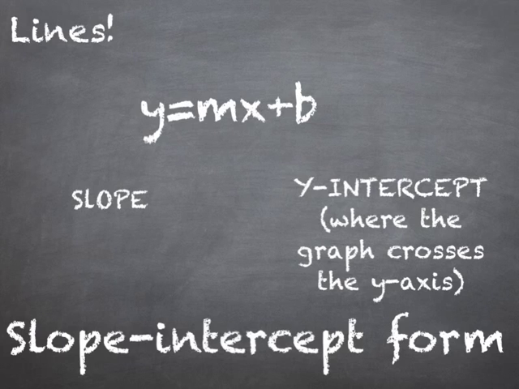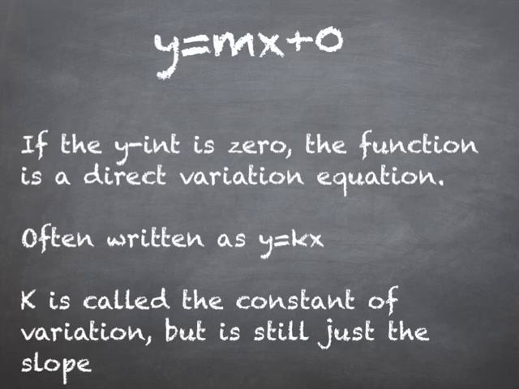Lines. We're getting into equations of lines now. This is slope-intercept form, and the reason is that we have a slope, that's our m, and we have a y-intercept, that's our b value. Y-intercept is where the graph crosses the y-axis. Whenever the graph crosses at 0, this is called direct variation, alright?